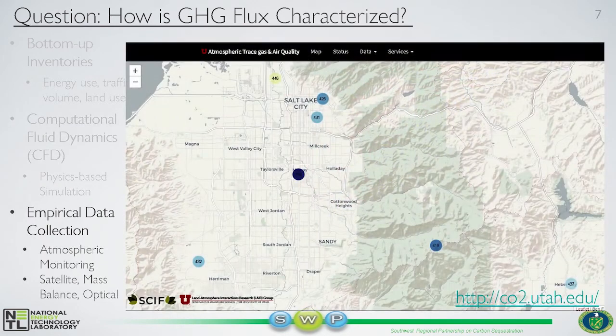Finally, we enter the land of empirical data. This accounting method uses environmental observations, which can take all sorts of forms. Here we'll focus on ground or tower-based atmospheric monitoring, which measures GHGs and other weather data from ground or building-based stations. The University of Utah also has ongoing research in this field through the Atmospheric Science Department, which monitors GHG concentration levels in the Salt Lake Valley using both stationary and mobile stations. This screen cap is from the department's open access website showing this data.